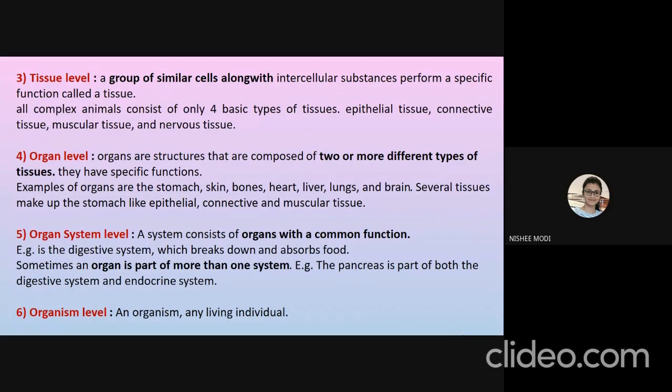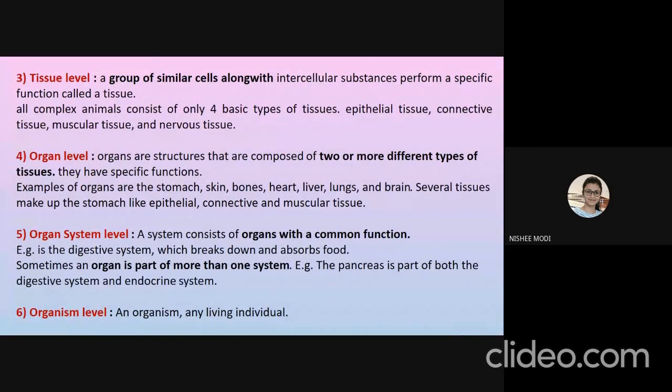Then comes the organ level. Two or more different types of tissue compose one organ, and they have a specific function. Example organs are stomach, skin, bones, heart, liver, lungs, and brain. These are organs, so an organ can be formed from two or more tissues. Several tissues make up the stomach, like epithelial, connective, and muscular tissue. So only one kind of tissue is not enough.